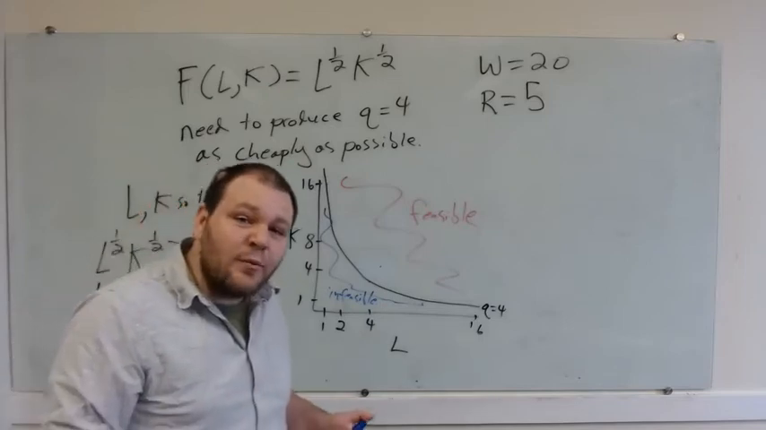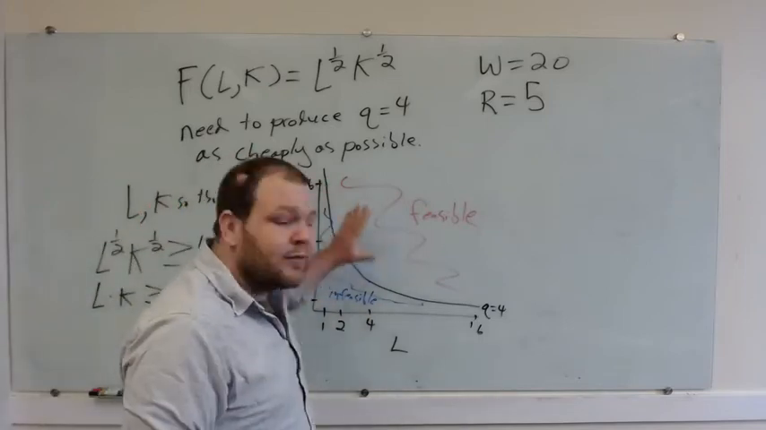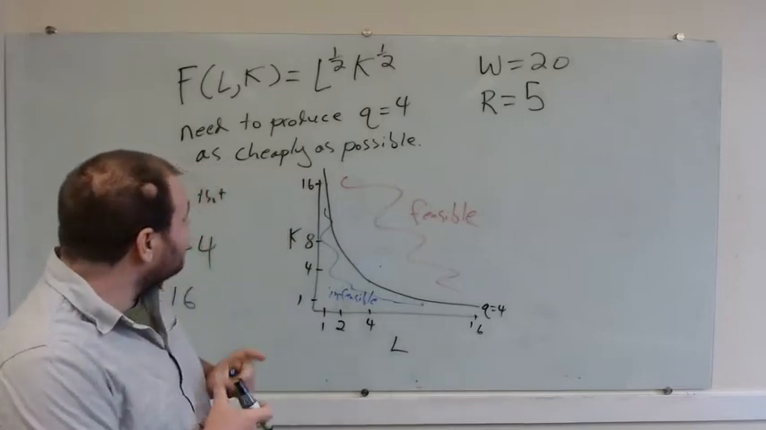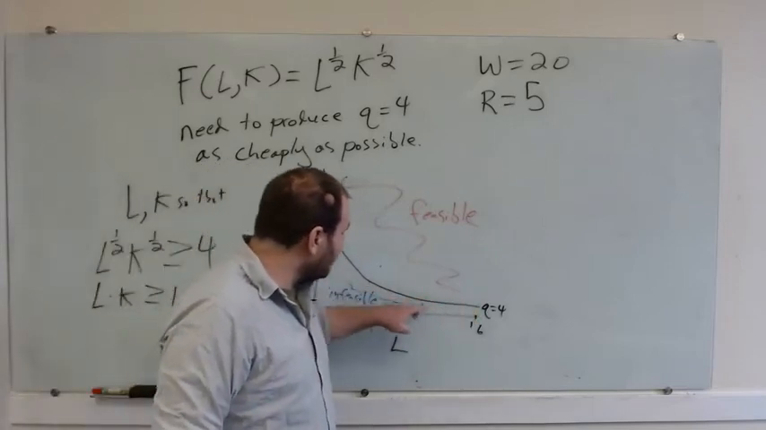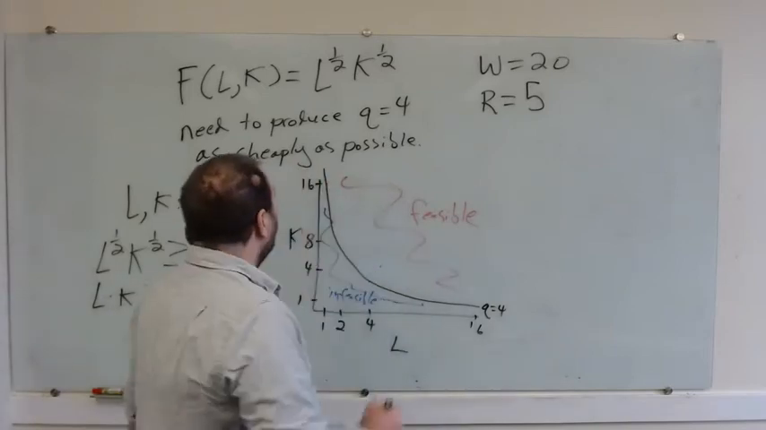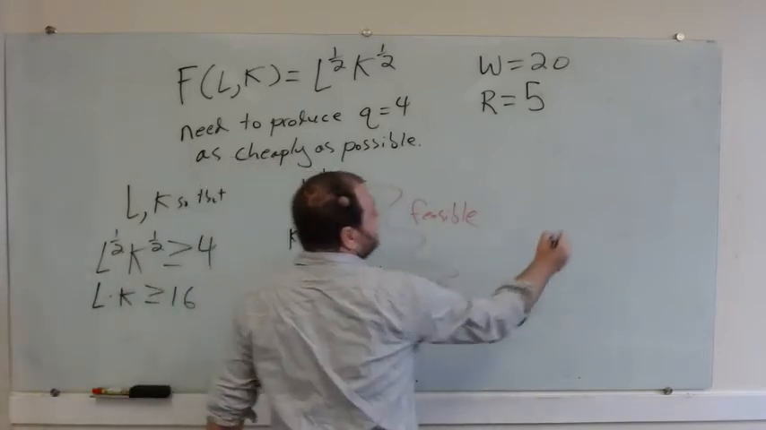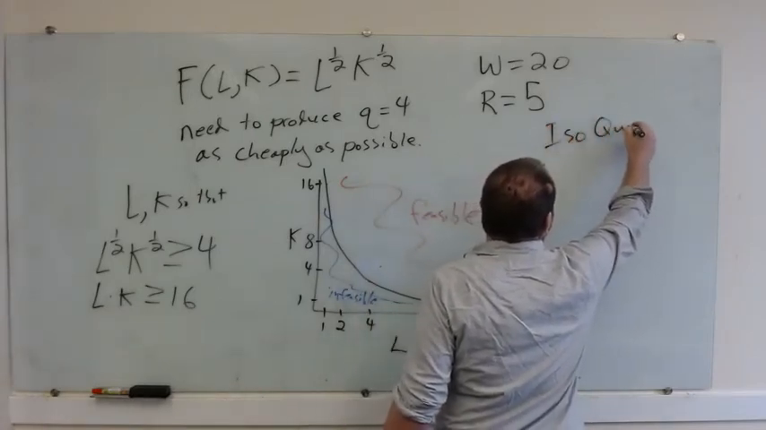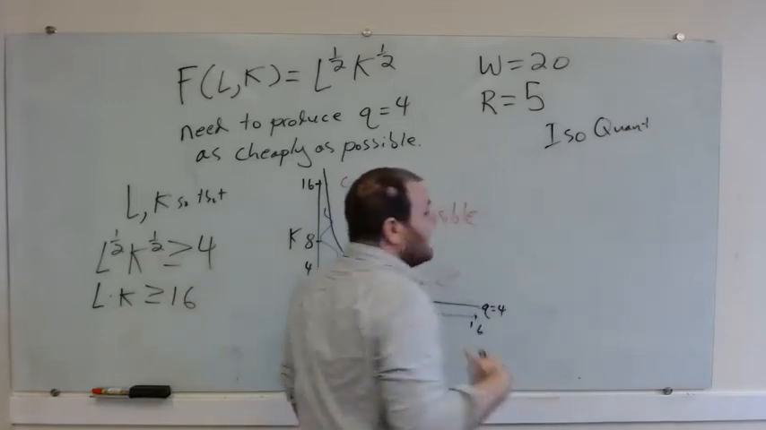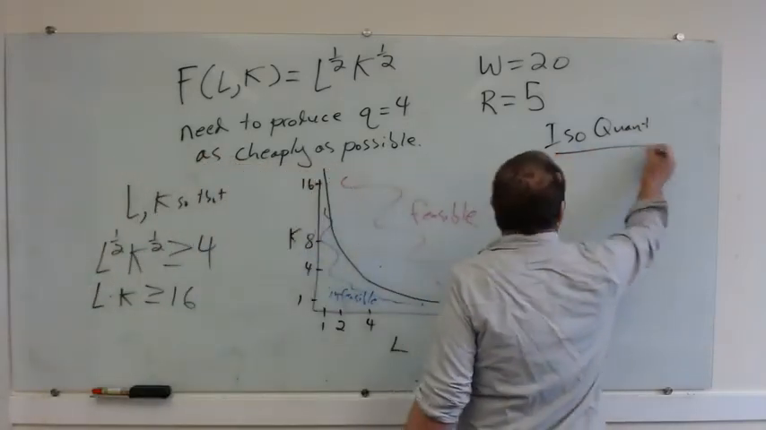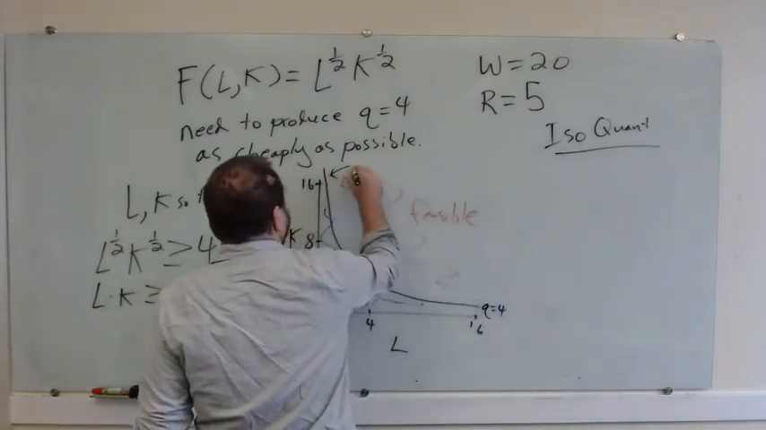Right, in exactly the same way that an indifference curve would separate better from worse. And we'll call this thing, because it's representing all of the combinations of labor and capital that produce equal quantities of output, an isoquant. Iso meaning same, basically in Greek, and quant meaning quantity. So this thing is my isoquant.